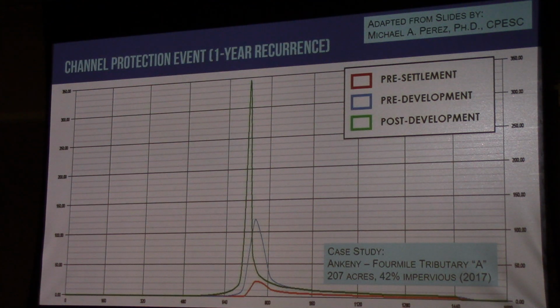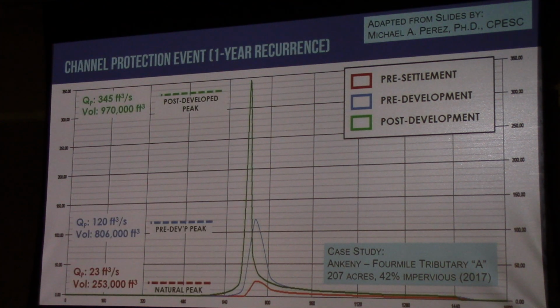And you can see some of those effects on these graphs that he prepared, where this was a case study in Ankeny where they looked at a tributary watershed that is about 200 acres. It had a little more than 40% impervious cover in it. You can see what would have happened naturally, even before agriculture, is the red graph way down at the bottom. As we go into agricultural development, you can see where the blue curve is, and the peak is moving to the left on the graph, so it's happening earlier, and the peak is taller. So we have a higher peak flow, and we have more volume.